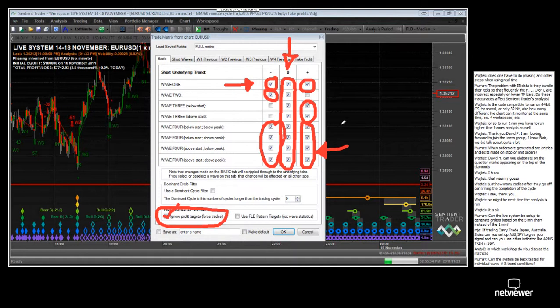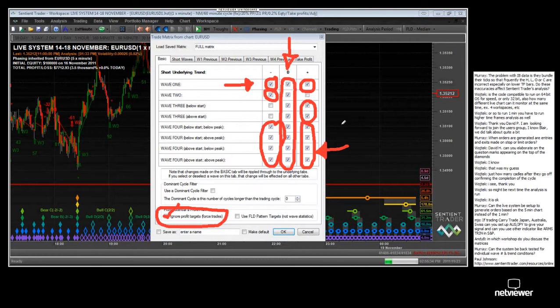Andy B, in which workshop do you discuss the matrices? We discuss matrices in the sentient trading workshop. It's the intermediate workshop. It's the 3rd workshop. Take a look at our workshop schedules online. I'm sure Paul can pop in a link to the online trading workshops, and see the sentient trading matrix is discussed in the 3rd workshop.